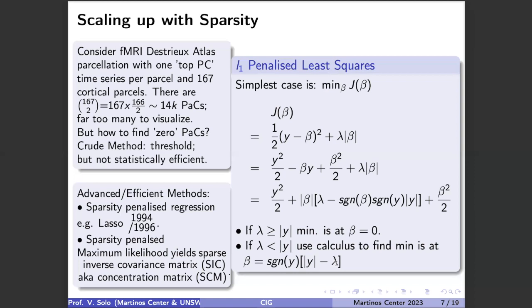Okay, so that's the basic idea. And then we can do more maths and extend this, and we'll have many betas, and this simple solution isn't going to work. You have to do everything iteratively.